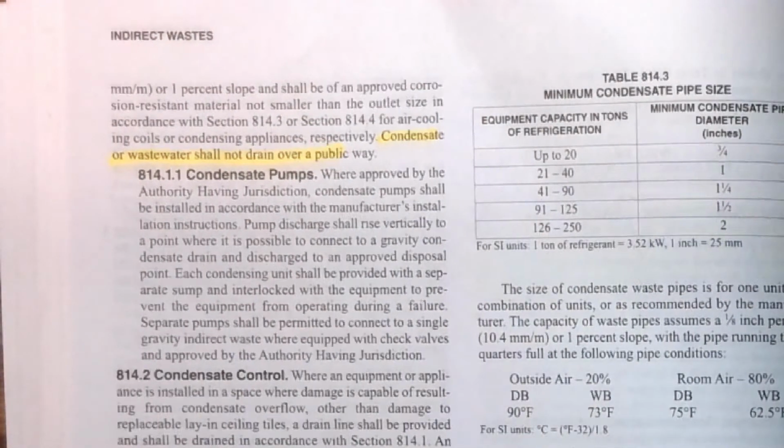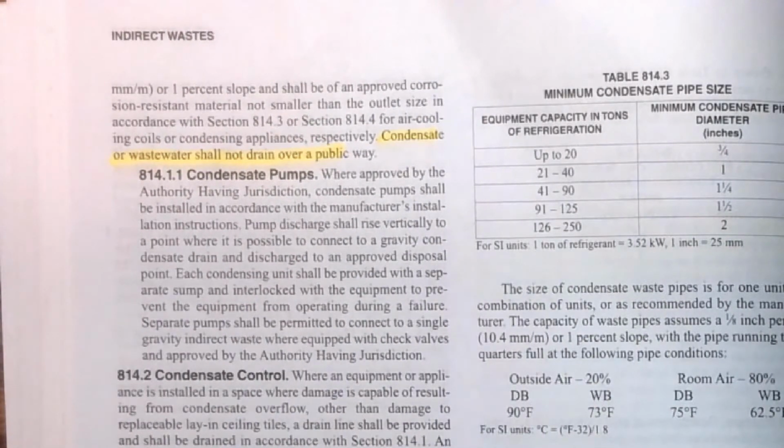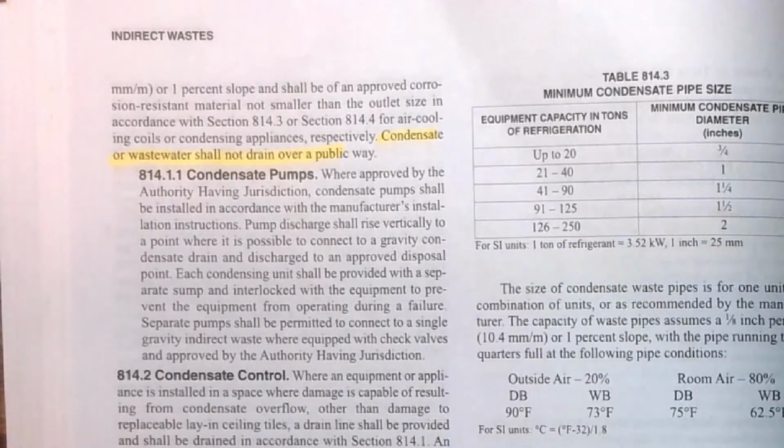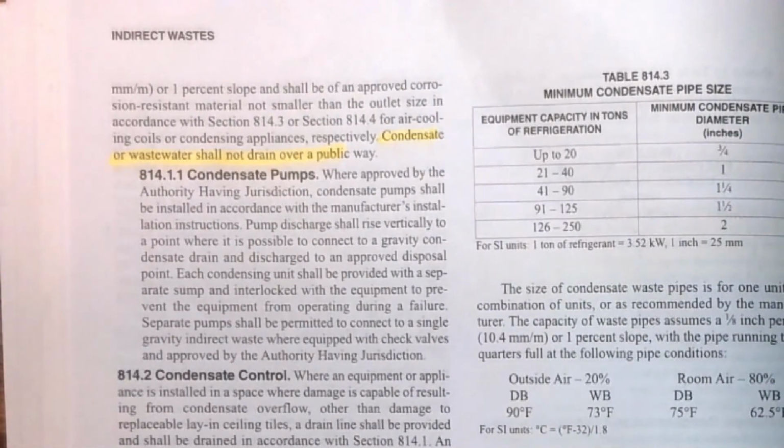What's a public way? Curb, walkway, sidewalk. So let's say you've got an appliance up on the roof and you ran it over to the overflow drain or the roof drain. What if that roof drain dumped down onto the sidewalk? Does that mean it's going over a public way? Absolutely. So that is 100% illegal. You cannot dump it into a storm drain. Condensate pumps.